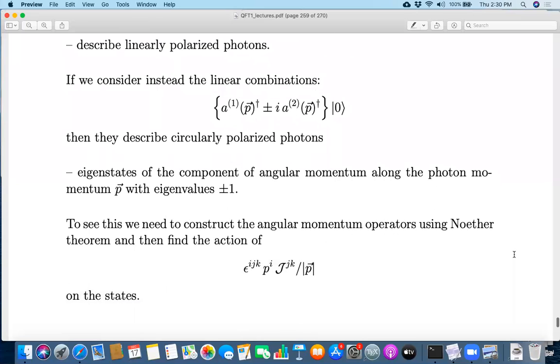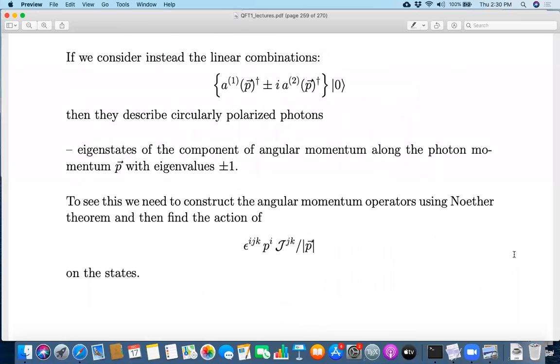So this is I think what I have already said: that if we take this combination, then we will find the eigenvalues plus minus 1. And this is a reflection of the fact that the photons have spin plus minus 1.